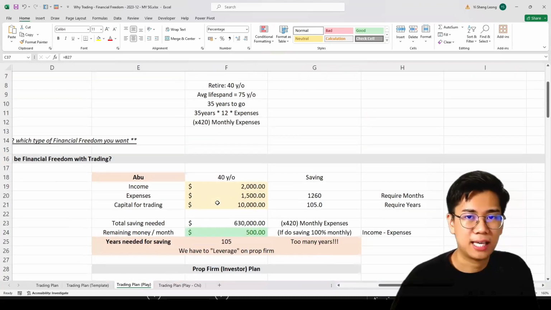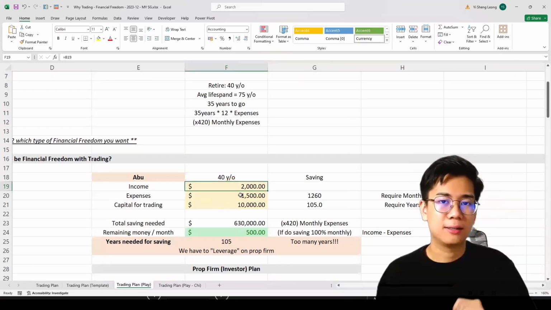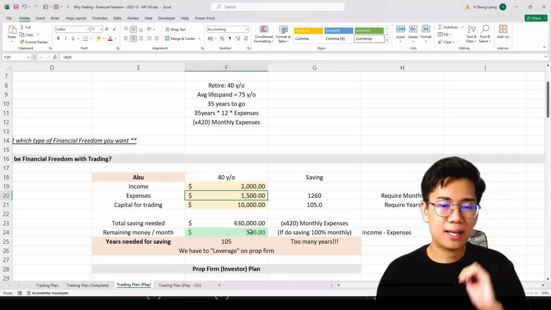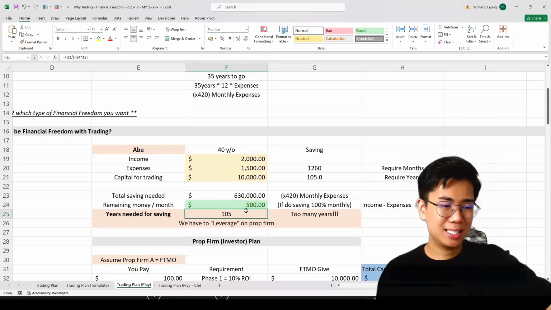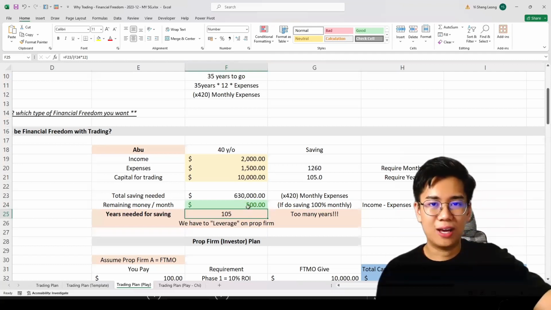Capital gain. Income 2,000, expenses 1,500. Every month, an extra 500. So you need to save 100 plus years in order to retire. Congratulations. Forever cannot retire already.